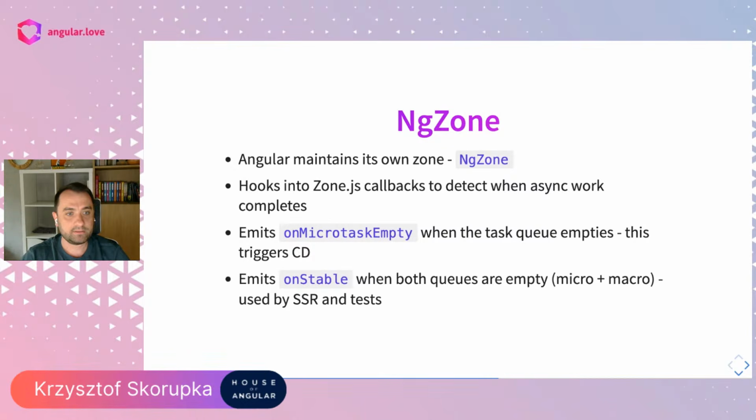And that's for the microtasks. There is another event called onStable, but for this one to emit, both micro and macro tasks need to be empty. This is not really that important for us today because we are talking mainly about change detection, but it is also really important for SSR and tests.